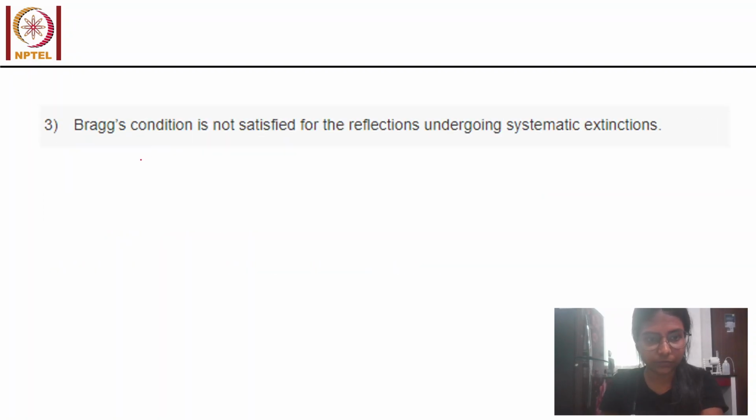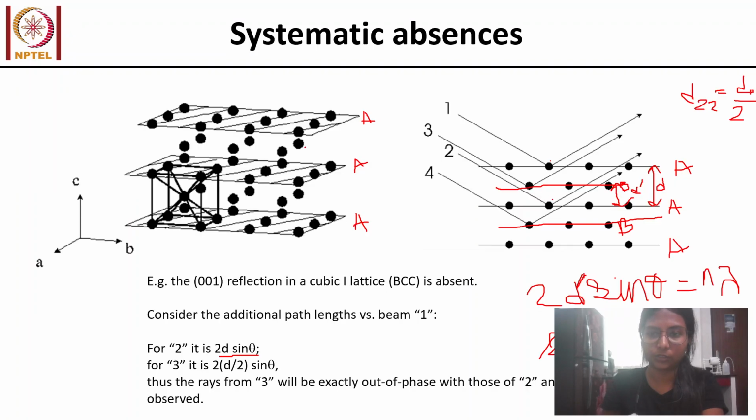Okay, sorry, we left this question. Bragg's condition is not satisfied for the reflections undergoing systematic extinction. So what are systematic extinctions? Extinctions are nothing but the systematic absences. So these systematic absences are also called extinctions.